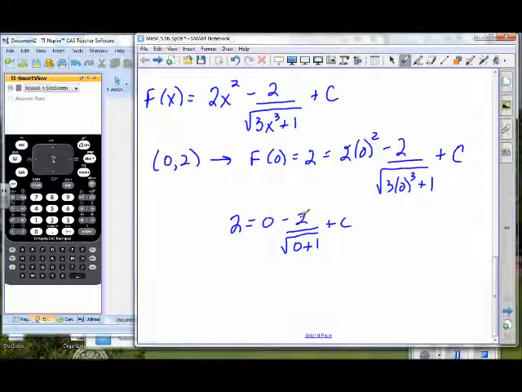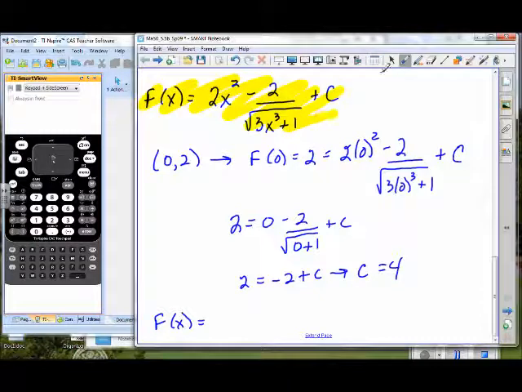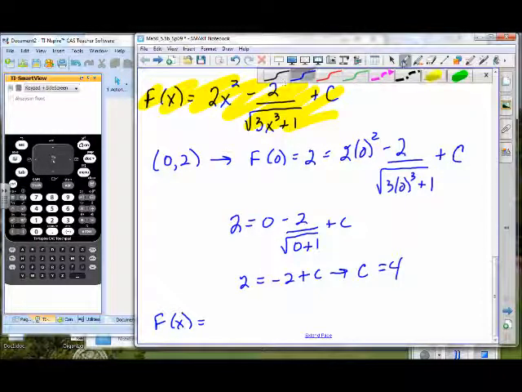Or in other words, we've got negative 2 divided by 1. So we have 2 equals negative 2 plus c, which tells us that c has a value of 4. So what is the equation of our antiderivative? Well, it's exactly what we have right up here. This is our antiderivative right up here, except now we know what the value of c is.